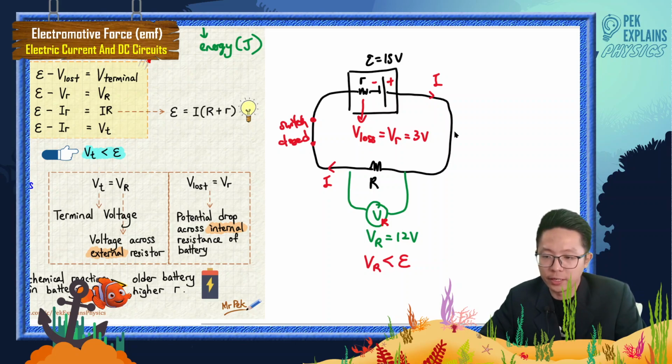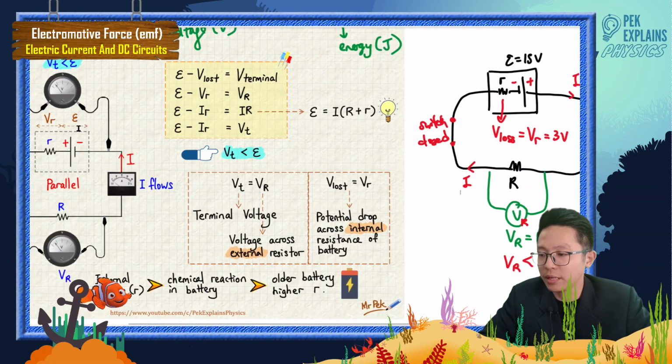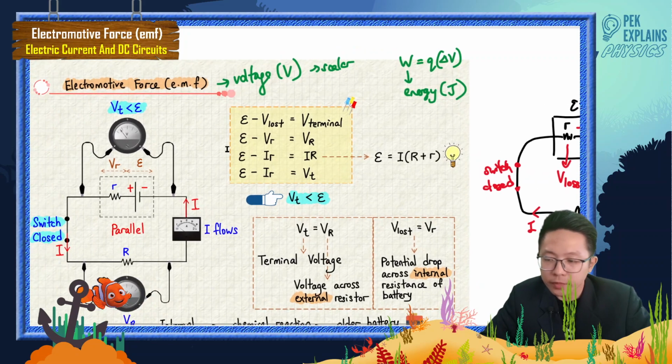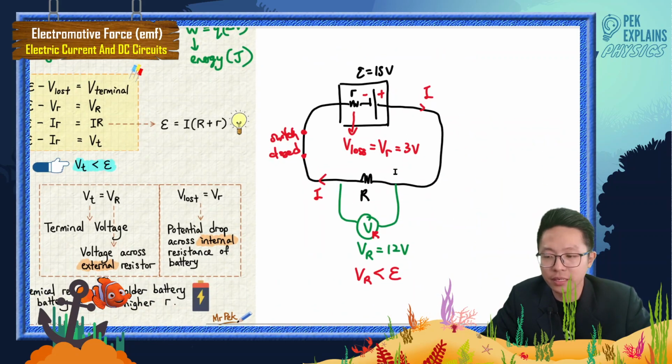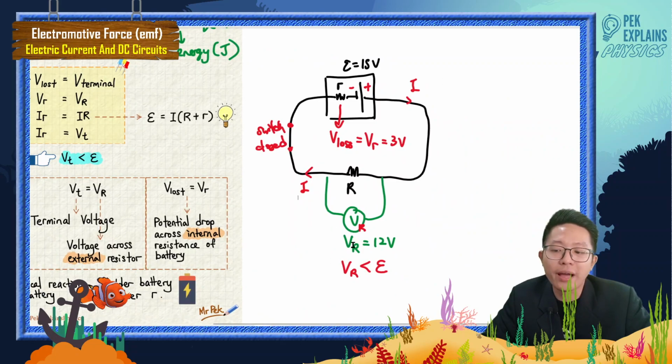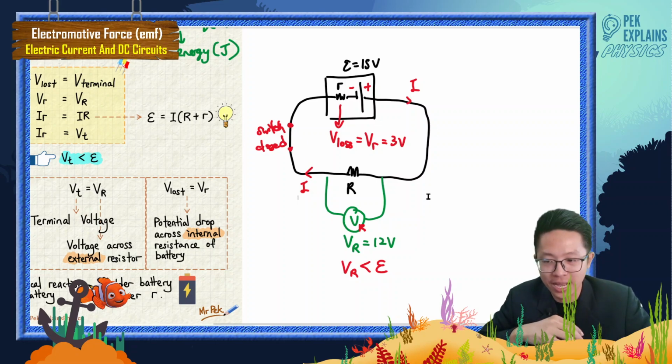We will discuss this because I already wrote it here in detail. I just explained the situation: why the resistor only receives 12 volt instead of the EMF 15 volt. I briefly explained that it is because there is voltage loss across the internal resistor when there is current flow in the circuit, when the switch is closed.